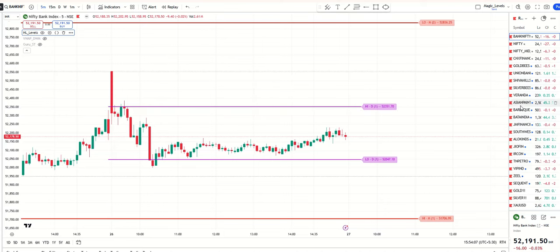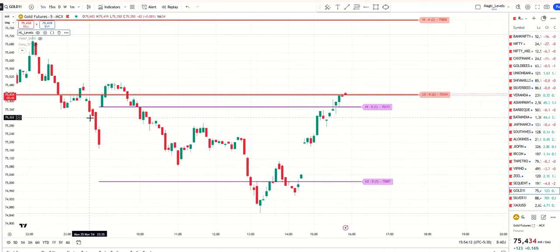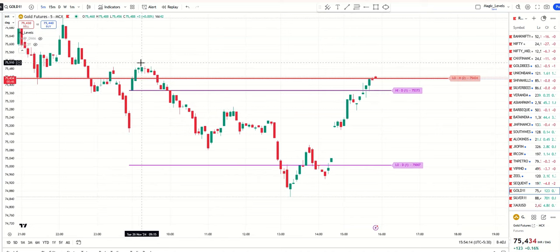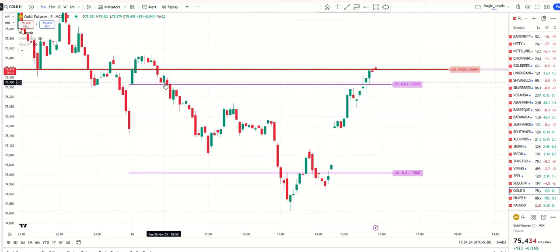One more interesting thing is on gold. Today gold opened up here from 75,430, and you see it took a support here. This is the daily level. It took a support here, and once it broke, it came all the way to the low of the day. From here, you see that it is now crossing the low of the day, and you can expect some good upside momentum if it sustains above.